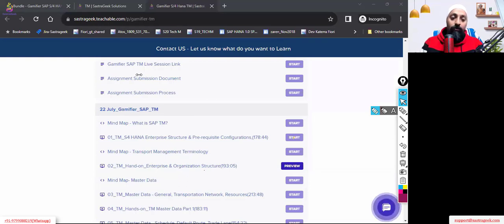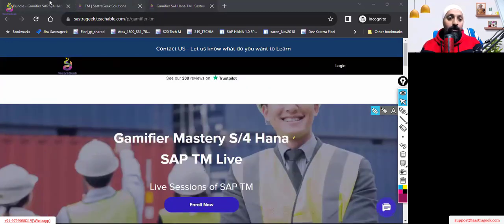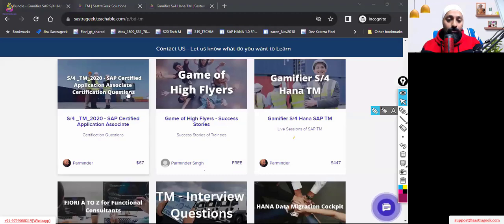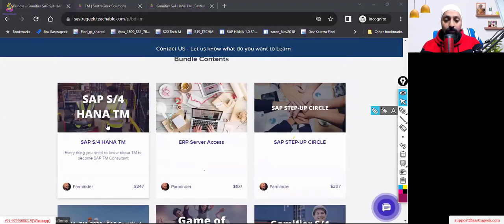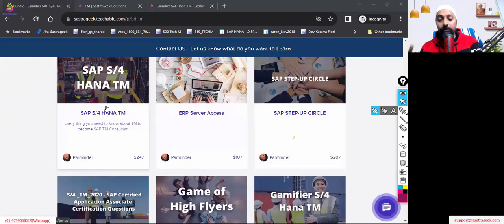Shrikant is asking how long the recorded videos would be available for access. Recorded videos would be available for access for 1 year. After 1 year, if you still want to have access to these videos, or if you want a full bundle access for another 1 year, then you need to pay 50% of the total cost. So if you want just these videos for another year, you just pay $247 divided by 2. You will be getting an extension for another year for these videos. Otherwise, in the standard bundle, you will be getting 1 year access.